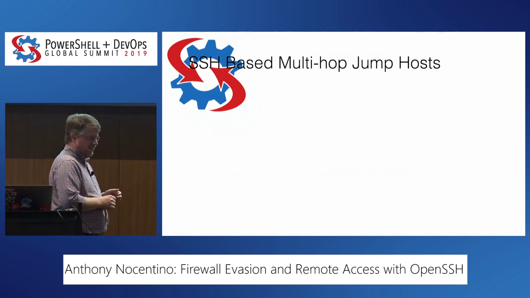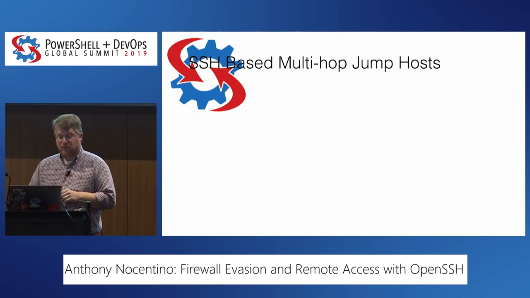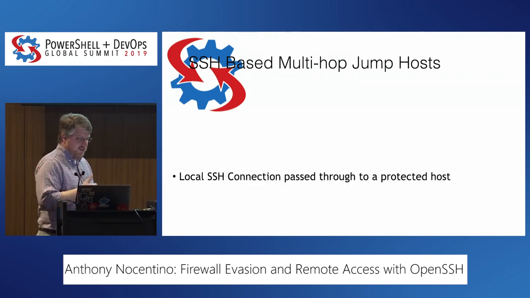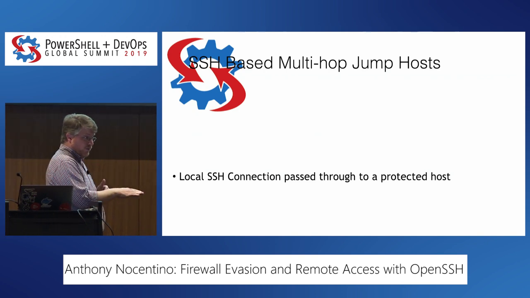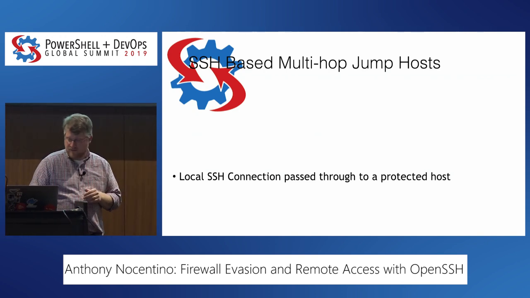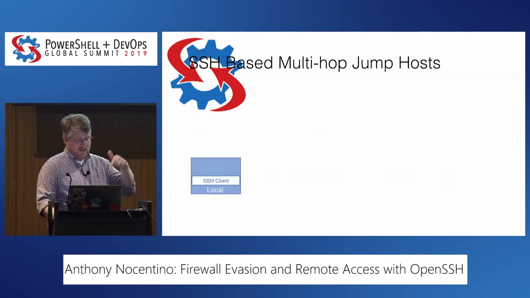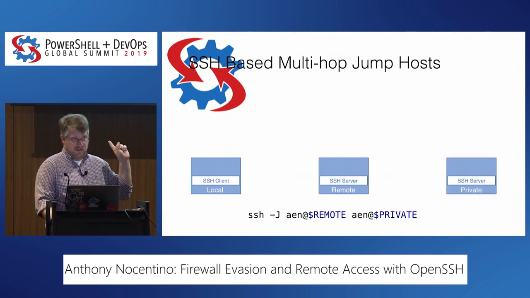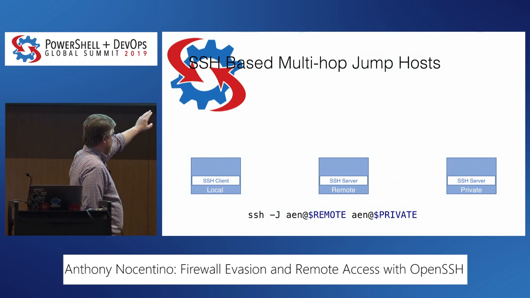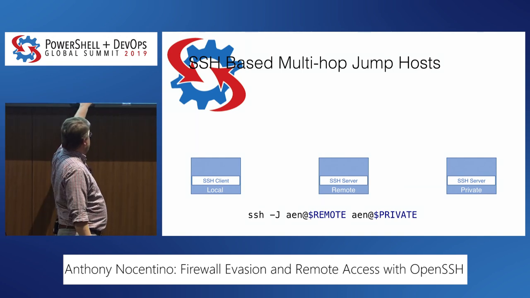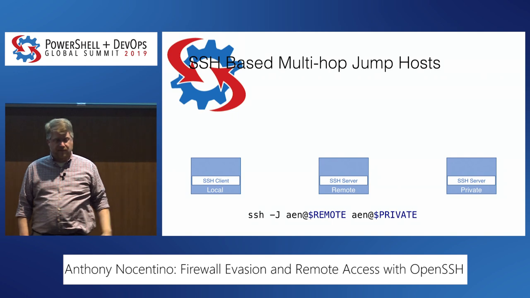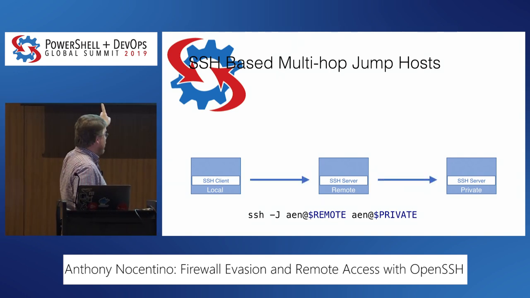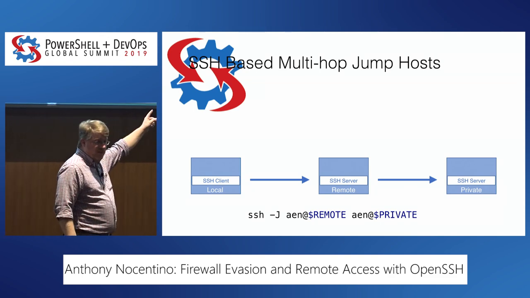This is crazy, I think. We're going to go through what's called a multi-hop jump box, right? Which allows your SSH connection to pass through a host. So I can have this scenario: my laptop, intermediate host, protected host. I use that sequence, minus J, and it's going to be the remote server's name, and then the private server's name, or login, excuse me. And I can do this, and I'll have a direct SSH connection all the way over to here.